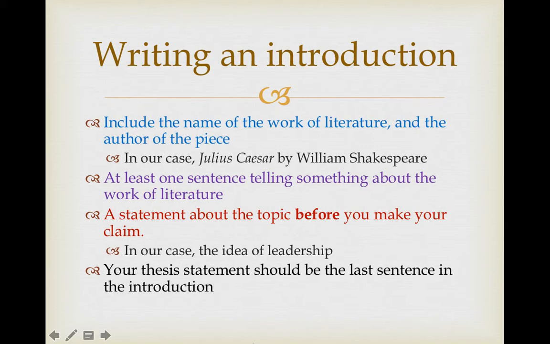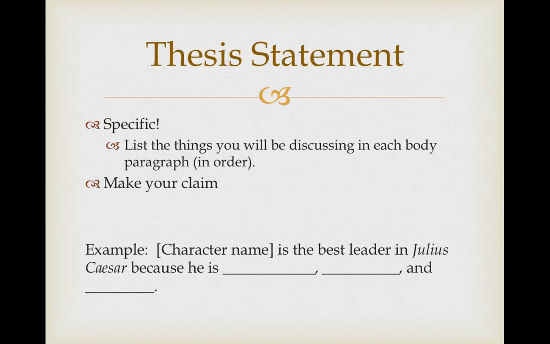Now let me give you an example of what that could look like for this paper. Actually, never mind. Let me give you some reminders about a thesis statement first. Remember that the thesis statement needs to be specific. These are the same things we've talked about before with past research papers. That doesn't necessarily change with an argument. It does need to be specific. List the things you'll be discussing in each body paragraph in the order that those body paragraphs appear. Now, if you've done your body paragraphs first, that's even easier. You know what the order is.